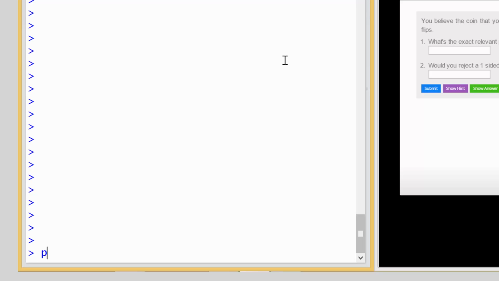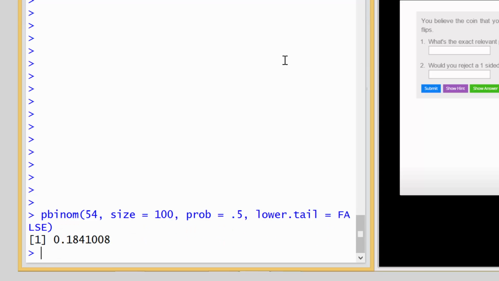And so we just want to do pbinom. So we want the probability of getting as or more extreme data than was actually observed. So that would be 55 or higher. But when we do lower.tail equals false, it does strictly greater than. So we've got to tell it 54, so it starts counting at 55. Then we want size equal to 100 and prob equal to 0.5 and lower.tail equals false. Okay, so we get 0.18.